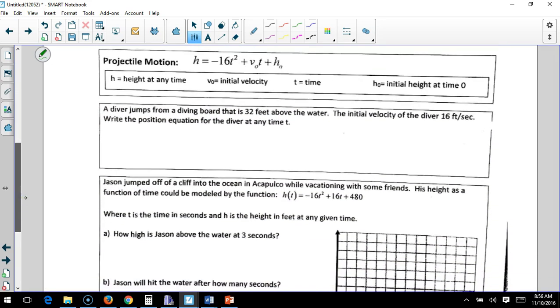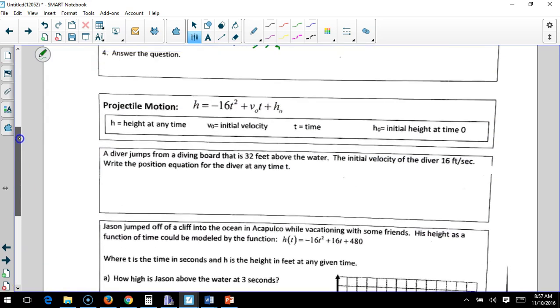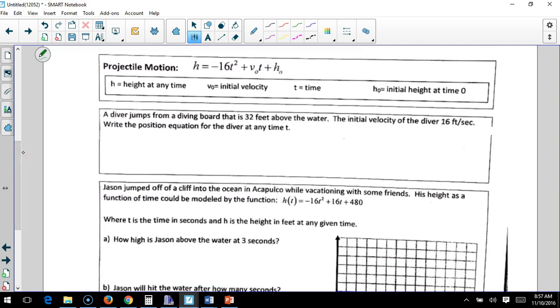Projectile motion. This is what we've been dealing with for a long time, just without a word problem. This is the classic throwing a ball in the air, shooting a rocket up in the air. I'm throwing the ball up in the air. h is my height at any time in the travels. Okay? So remember, it's going to be launching and coming back down to Earth.